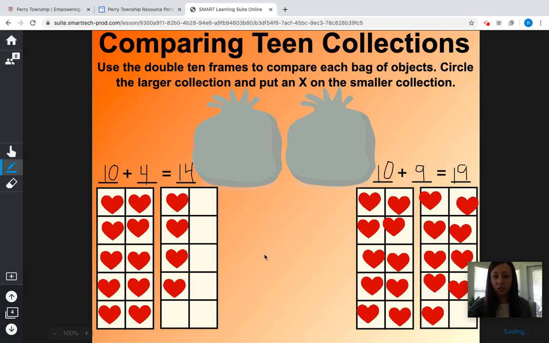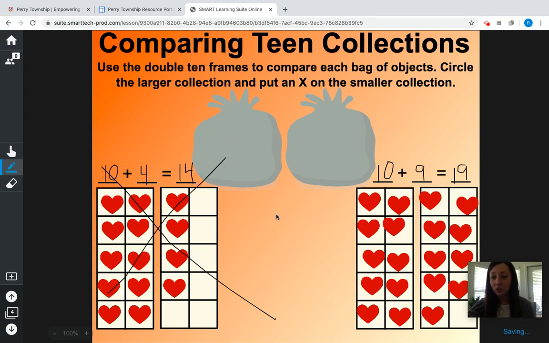Okay, so let's look at the two now that we have them all sorted out. Which number is bigger? 19, very good. So that means 14 is smaller. We are going to put an X through our smaller collection. So I'm going to write my X through it. Okay, and I know 19 is bigger than 9.